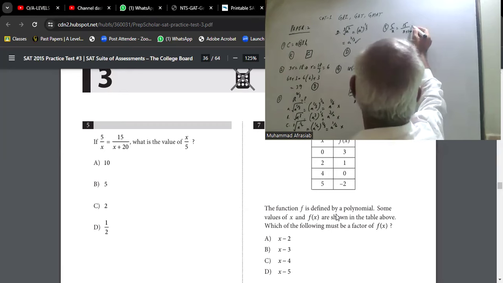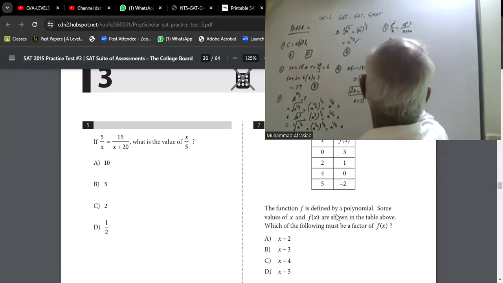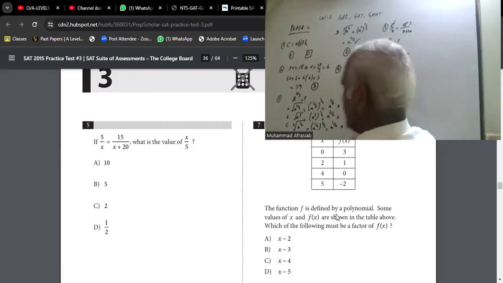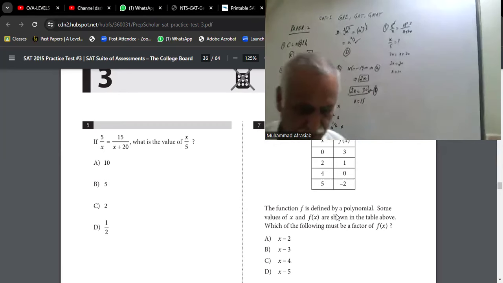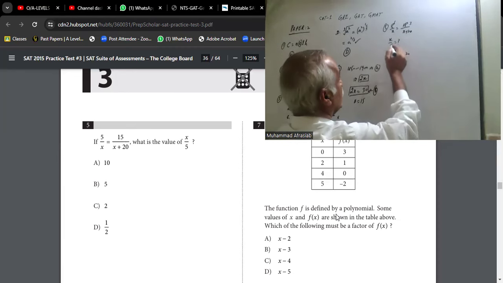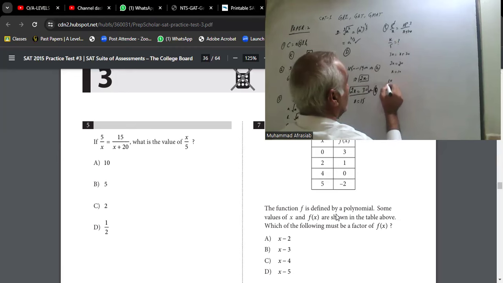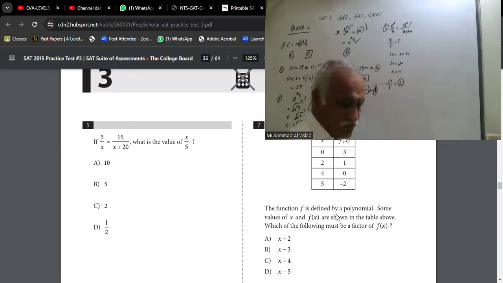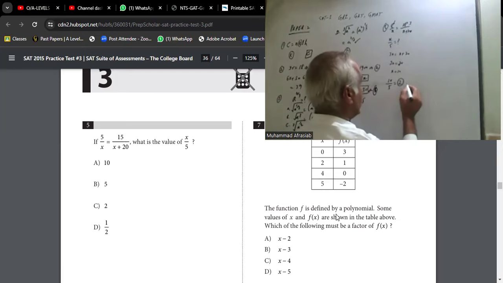So we know that if we cross multiply, 5 ones are 5, 5 threes are 15. So 3x is equal to x plus 20, or 2x is equal to 20, or x is equal to 10. So when x is equal to 10, then we are going to find out x over 5. So 10 over 5 is equal to 2. So this 2 is the answer of this question. C is the answer of this choice.